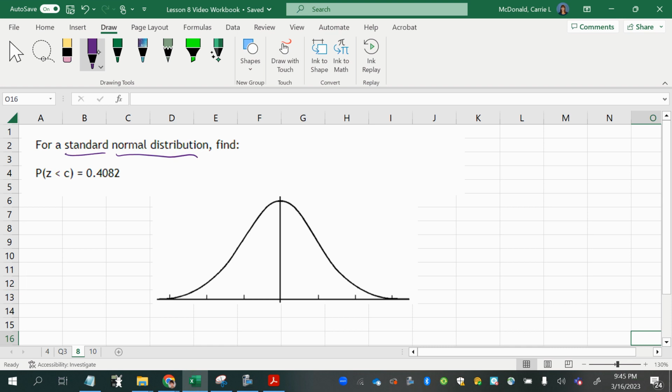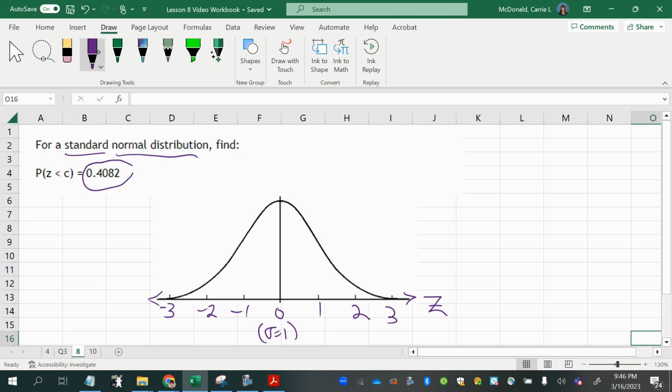Standard means a mean of 0 and a standard deviation of 1, so that your scale just counts in each direction, negatives to the left. We also know that the total area underneath the bell curve is 1, and that represents the probability of all possible values that could occur along the z-score scale on the horizontal axis. The z-scores are those values on your horizontal axis.